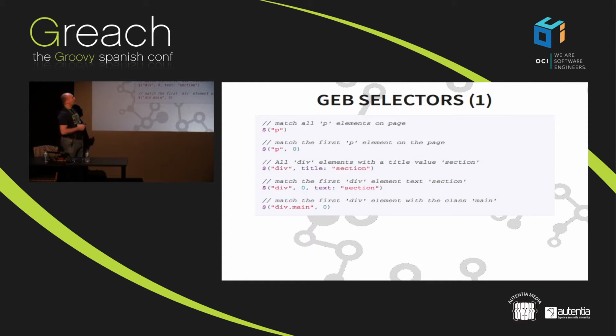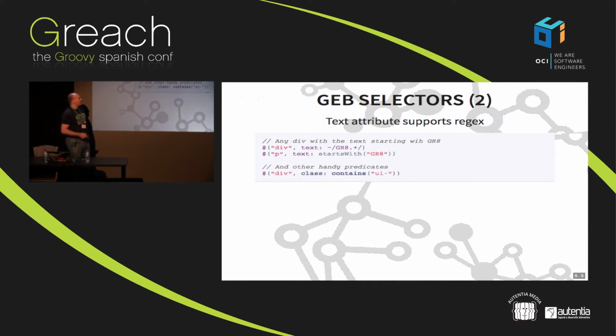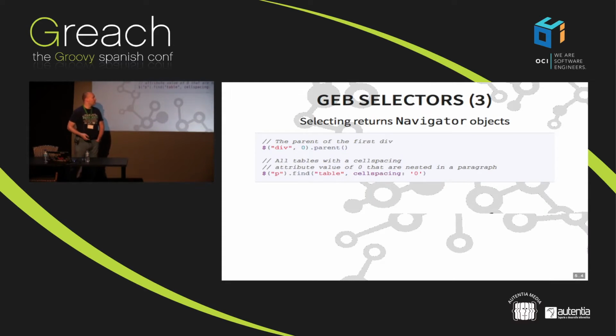So a few samples. If we want to match all P elements, it's pretty much like we would have seen in jQuery. We could also select the first P element. We can opt for something which has a specific title, has a specific text, or a specific class. And it goes even better. So we can have regular expressions. We have a few methods that we can use to handle the text. Or we have the contains method if you just want something that's a UI element. That's one way to do it.